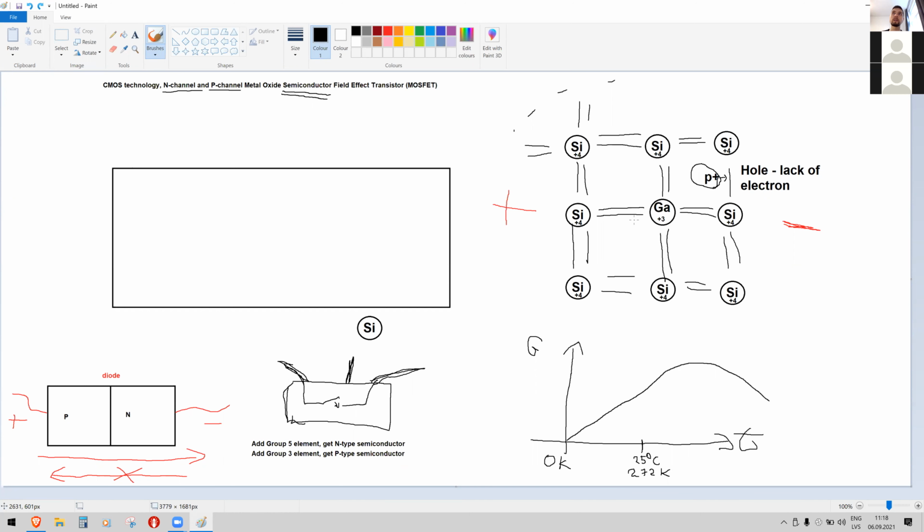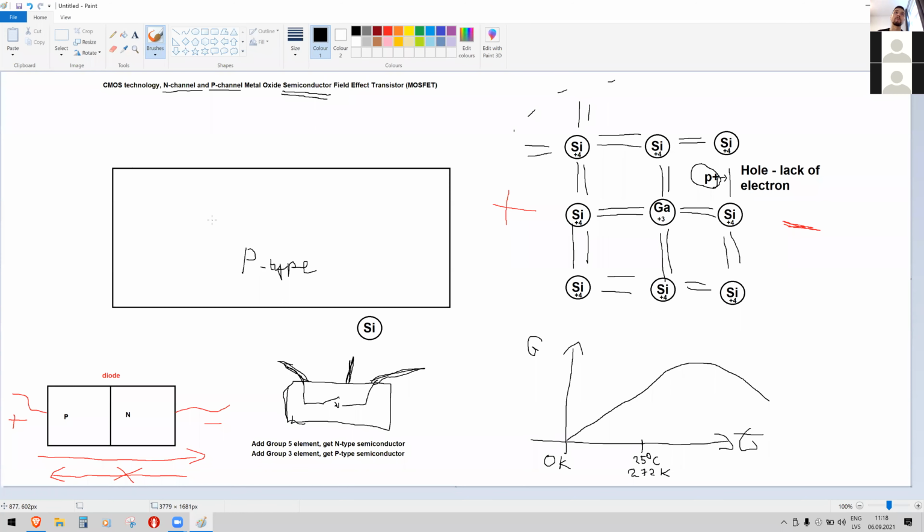So first of all, we take pure silicon, and then we lightly dope it with, for example, gallium, and we get P-type material. This entire material is P-type. So this material is P-type with lots of gallium, with some holes in it, and that's it.